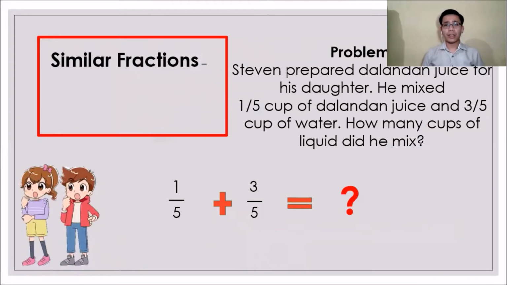Okay, similar fractions. I have here a problem and I'm going to read it for you. So please listen and follow me. Okay, Stephen prepared the lemon juice for his daughter. He mixed 1/5 cup of the lemon juice and 3/5 cup of water. How many cups of liquid did he mix? So we have 1/5 cup of the lemon juice and 3/5 cup of water. So how are we going to solve these similar fractions?